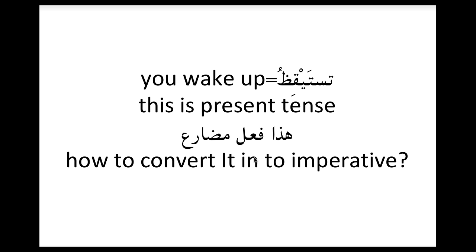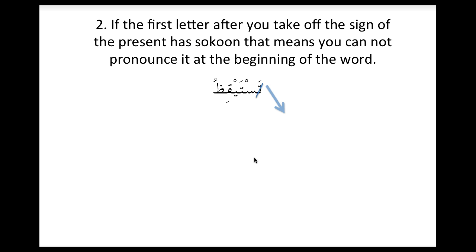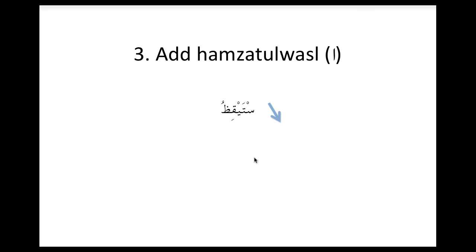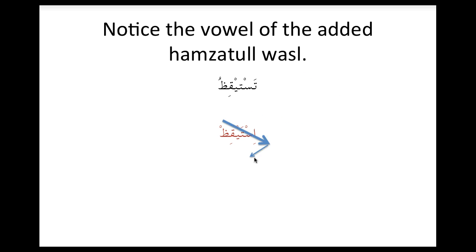تستيقظ means you wake up or you are waking up. This is a present tense. How to convert it into imperative? Take off the علامة المضارع or the sign of present. If you have سكون after you take off the sign of present, that means you can't pronounce it at the beginning of the word, so you have to add همزة الوصل. And don't forget to put سكون at the end of the verb. تستيقظ، استيقظ.